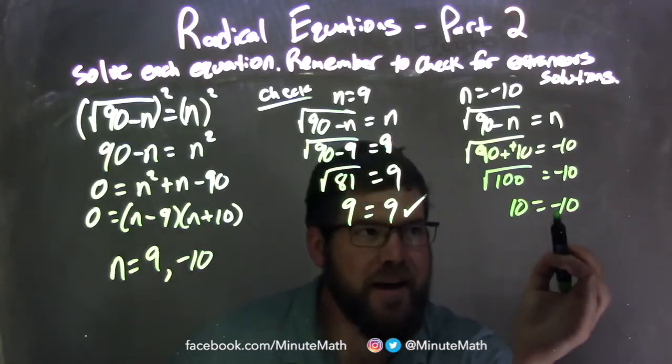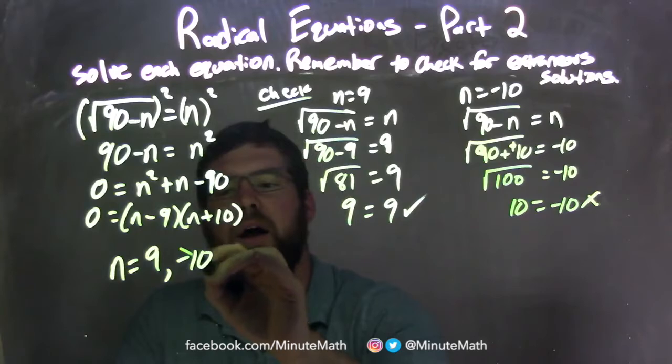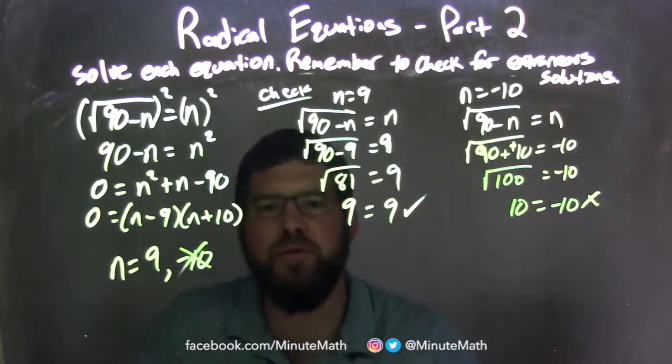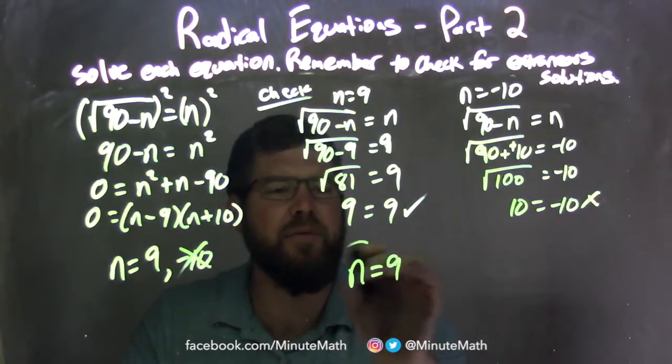Oh, 10 and negative 10 are not equal, right? One's negative, one's positive, so negative 10 is an extraneous solution that we have written up there. So our only true answer here is n equals 9.